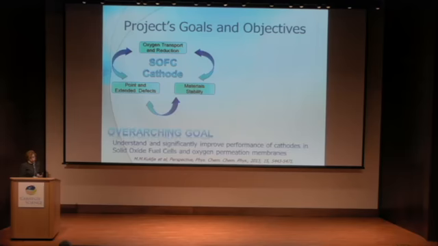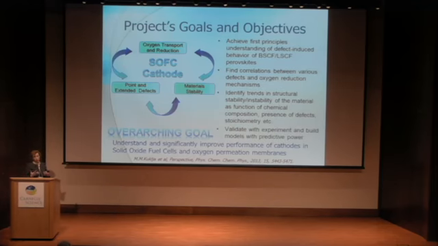Overall, the overarching goal is to understand and significantly improve performance of cathodes for fuel cells and permeation membranes, which means that we need to understand oxygen transport and reduction, material stability, and point and extended defects. The complexity is that all these three issues are interconnected and you cannot understand one without the other one. But all three of them are complex and complicated at the same time.